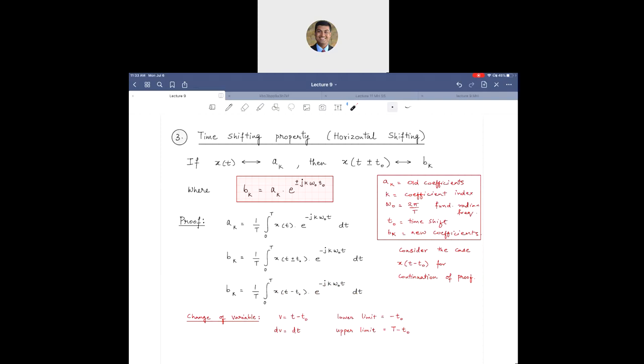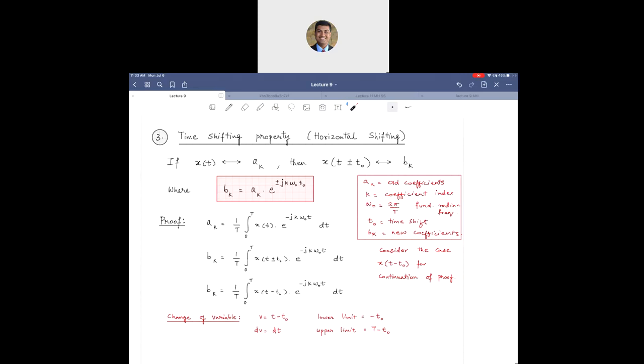Quick change of variable. I want this to be one entity, so I'll define v as t minus t0. dv is the same as dt. The lower limit of the integration was 0. Now it becomes negative t0 with respect to v. The upper limit was capital T. With respect to v, it will become T minus t0.